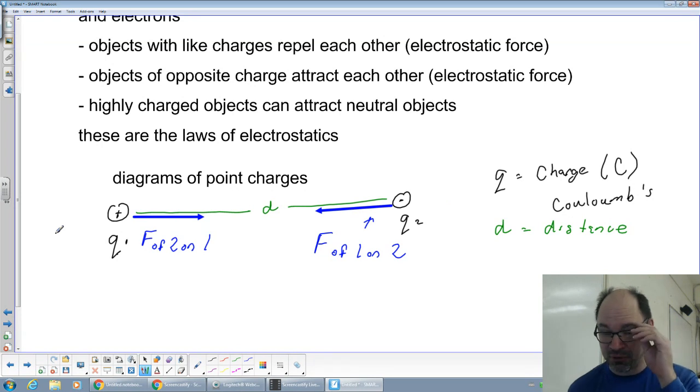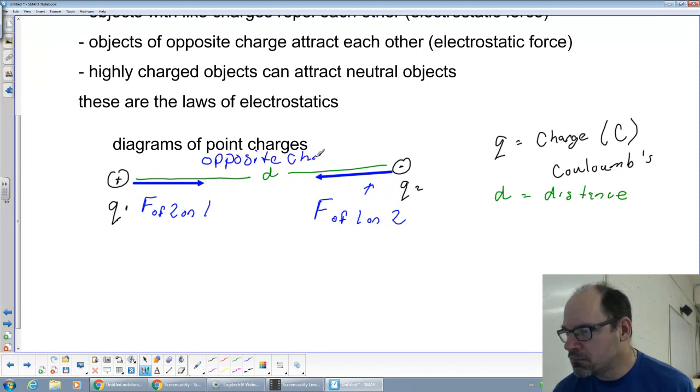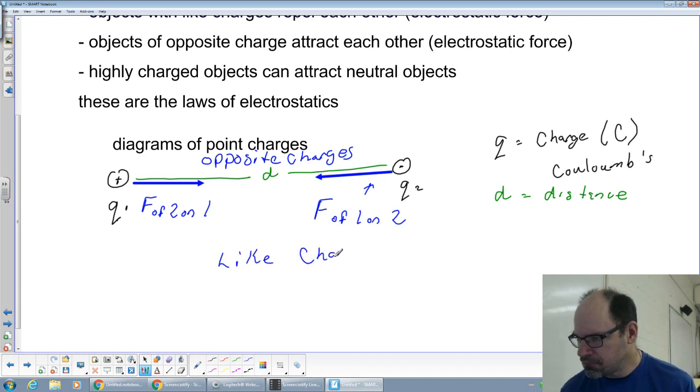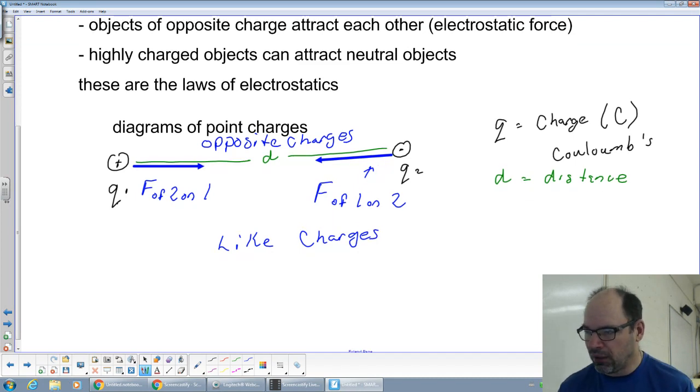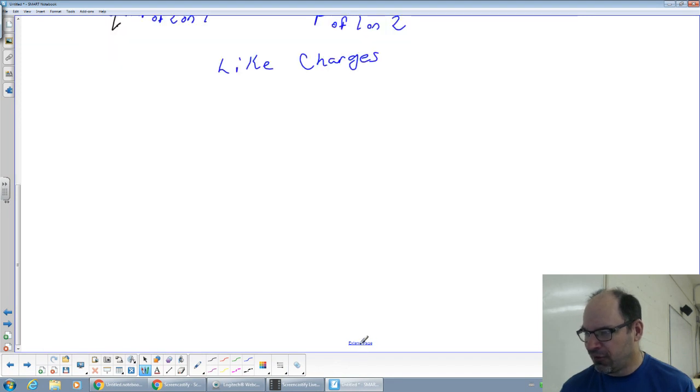Okay, the opposite is true if we have like charges, pardon me. This is opposite charges in here. We'll put it right here. So that's where they're attracting each other. And if we do like charges underneath, the exact opposite happens. So let's make a little more space here and draw that.